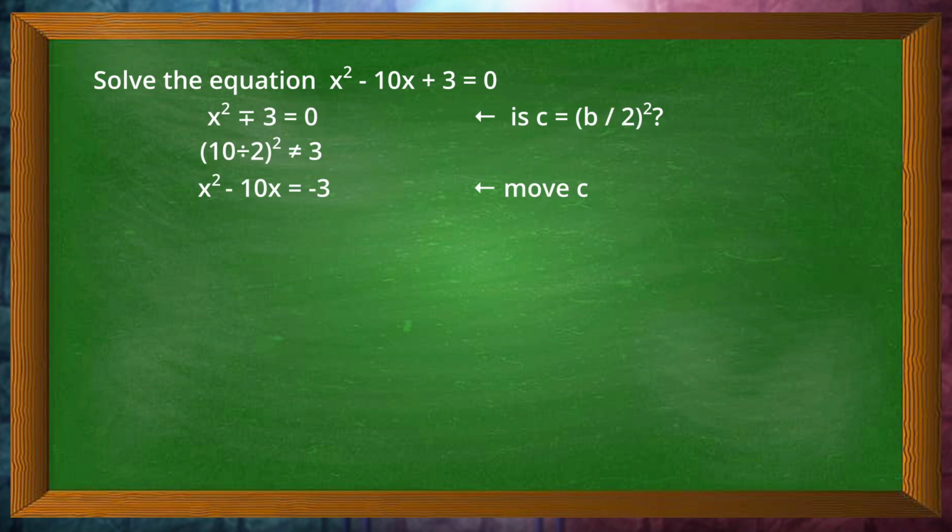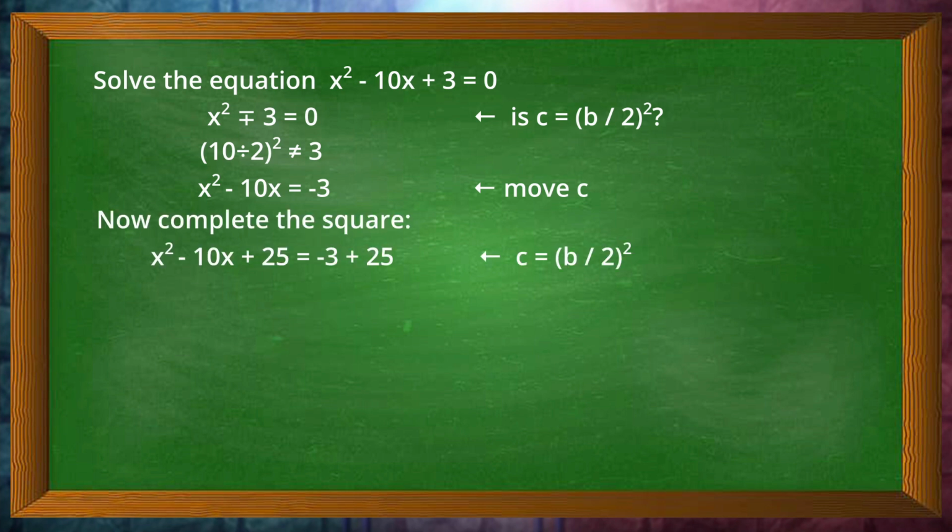Move the 3 to the other side, changing it to -3. Now complete the square. The value we must add is 25. As we have just said, it comes from half of the middle term, which is 10, squared. 10 divided by 2 is 5, and 5 squared is 25. Because we have an equation, add 25 to both sides.